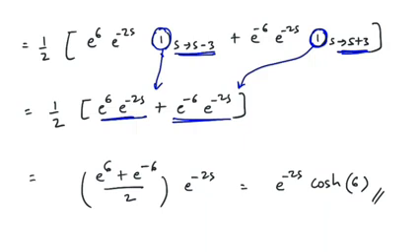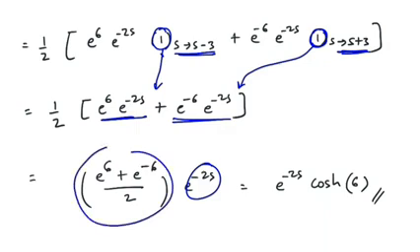In this part, you can take e raised to minus 2s. It's a variable which is common, you can take it outside, and the remaining part would be e raised to 6 plus e raised to minus 6 upon 2, which is cos hyperbolic of 6.